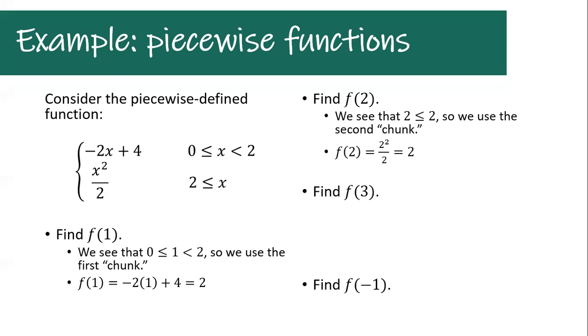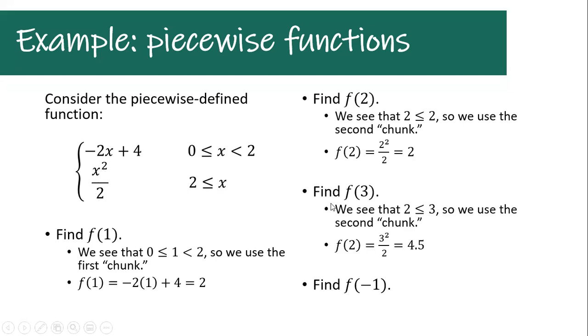If we want to find f of 3, we can look and see that 3 is greater than 2, so it's going to go into this second chunk also, and it's going to give us 3 squared over 2, which is going to be 4.5.